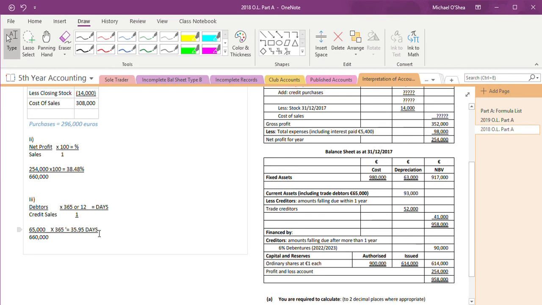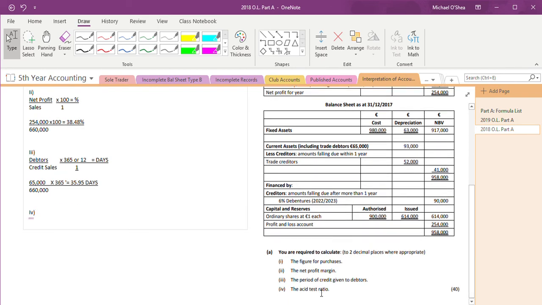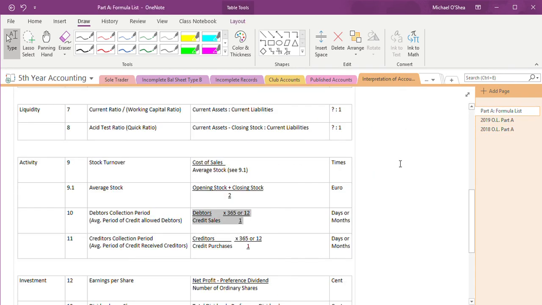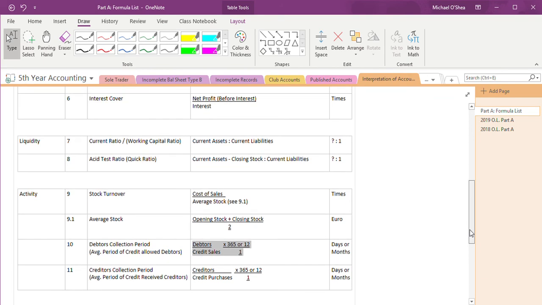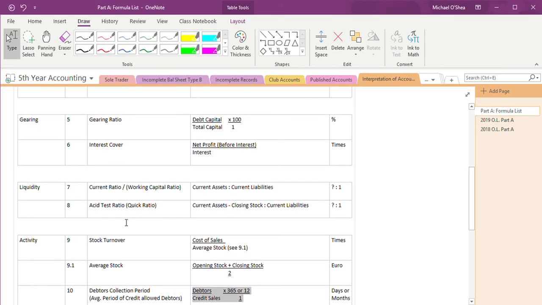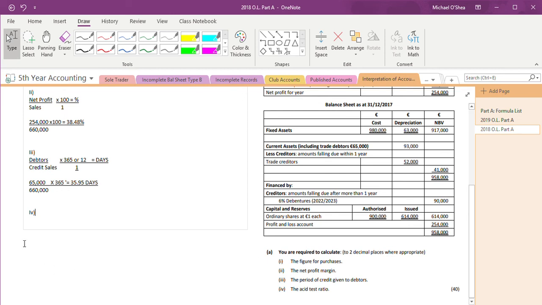The fourth one I have here, the very last one we're going to work out, is the acid test ratio. Again, nice and quickly, we're going to go back to our formulas. Acid test ratio is here. It's current assets minus closing stock is to current liabilities. It's a ratio. So my answer is going to be whatever, 2 to 1 or something like that. How many times does my current assets minus closing stock go into my current liabilities? How do I work it out?